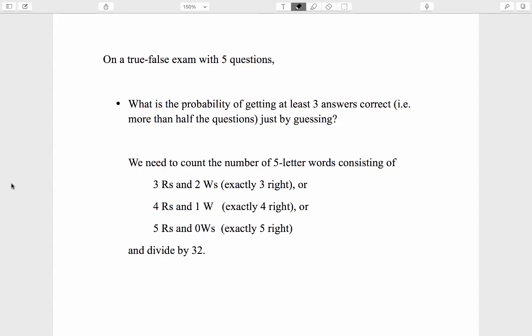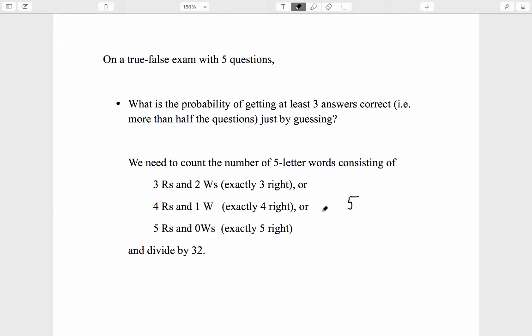We go on to ask, about the same true-false exam with 5 questions, what is the probability of getting at least 3 answers correct? In other words, more than half the questions correct, just by guessing. By the same thought process, we need to count the number of 5-letter words consisting of 3 R's and 2 W's in whatever order. That corresponds to getting exactly 3 right. Or 4 R's and 1 W. That corresponds to getting exactly 4 right. Or 5 R's and 0 W's. That's for exactly 5 right.